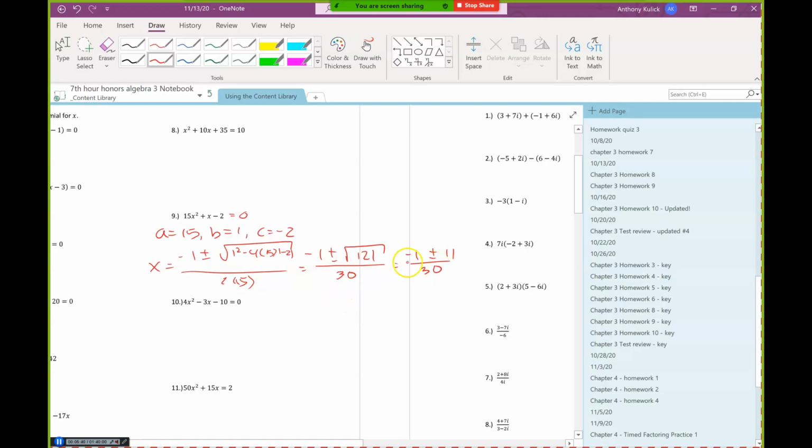So negative 1 plus 11 becomes 10 over 30, or just 1/3. And negative 1 minus 11 becomes negative 12 over 30, or negative 2/5. So those are our two answers. Did I lose you?